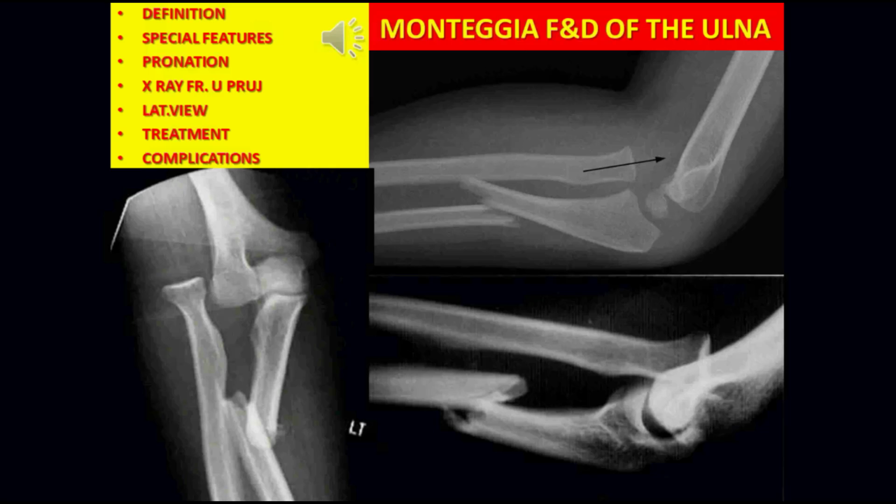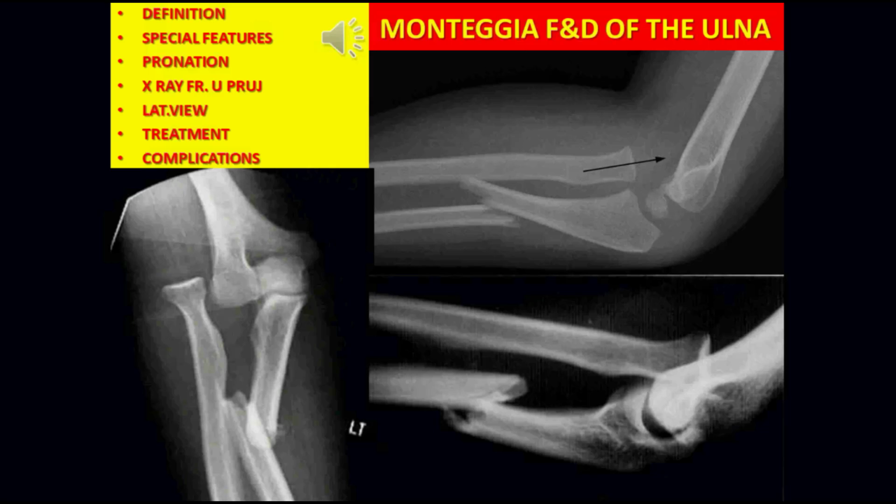It is very important, whenever you have a fracture of the ulna, to check the elbow for the possibility of dislocation of the radial head and disruption of the superior radio-ulnar joint. This can be done by a proper lateral view.